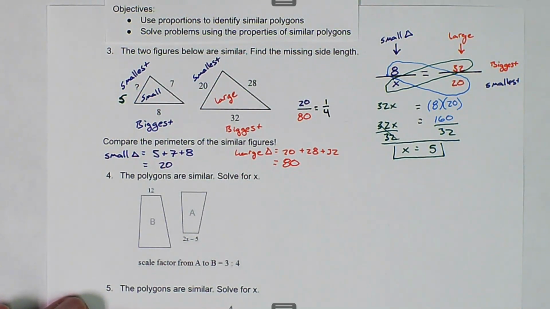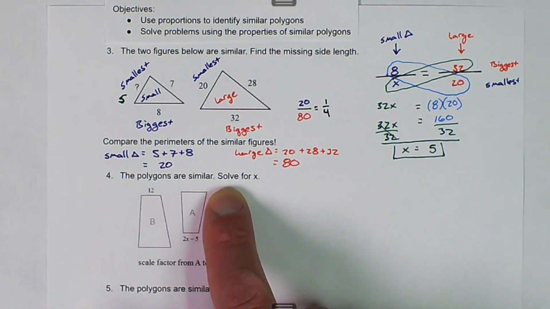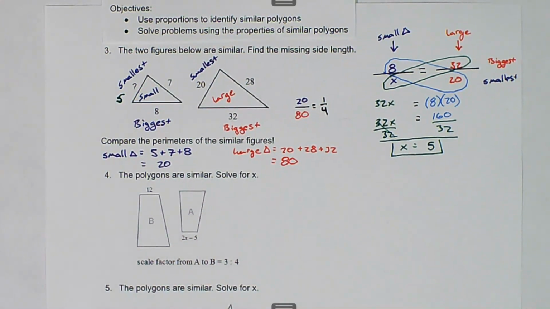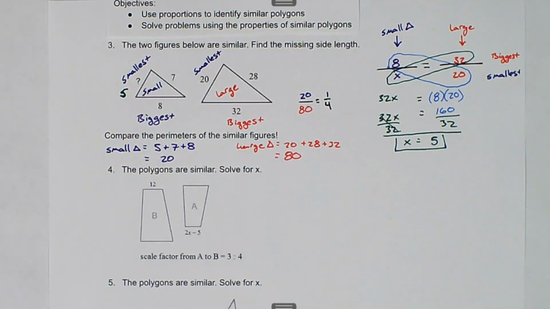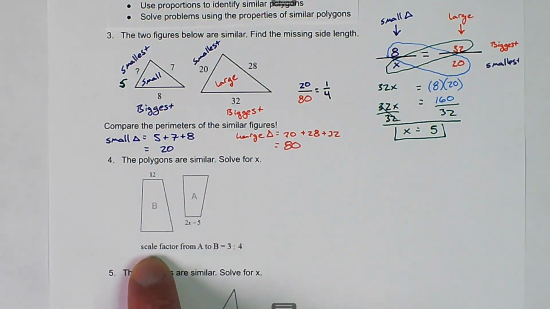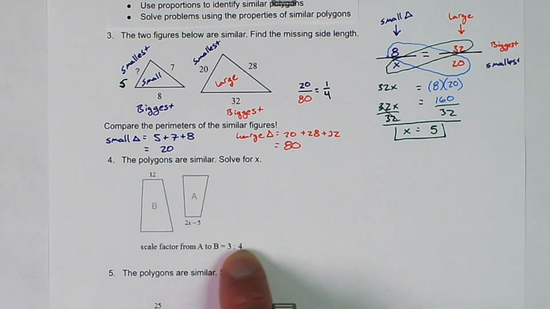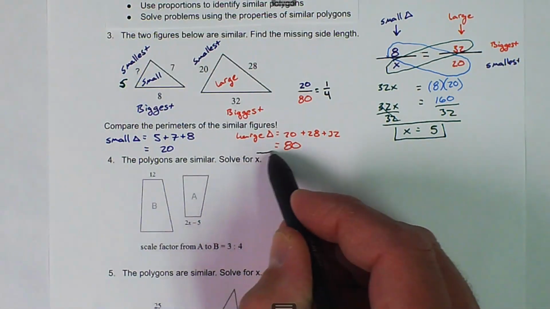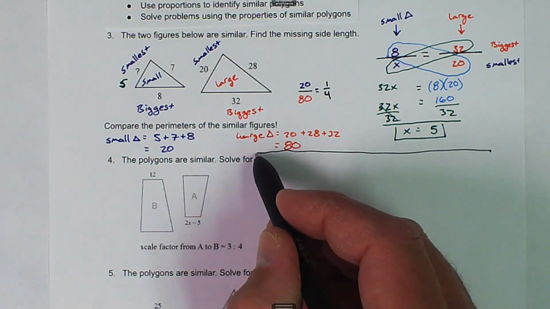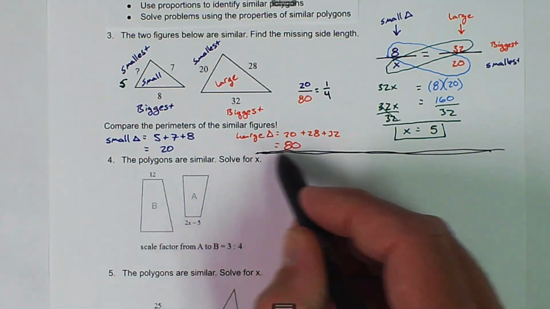Next example we have is 4, and again it says the polygons are similar, solve for x. So we have some other information. The scale factor from A to B is 3/4. So I'm going to do the same thing that I always do. Right now we're setting up a proportion.